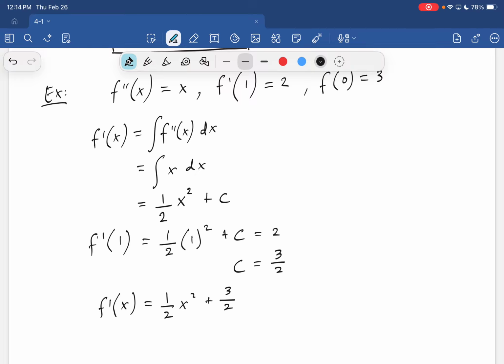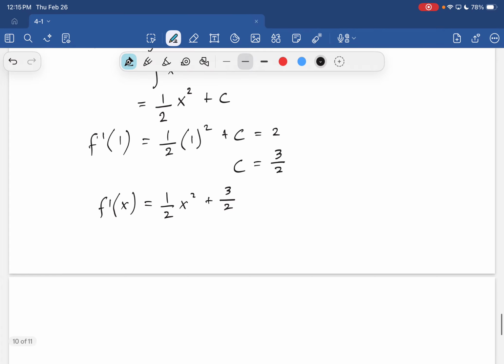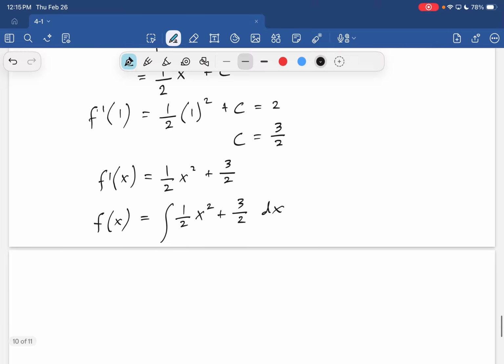Okay? And then I'm going to do this whole process again to find the original function. Make sense? So with the second derivative, you have to do the process twice. All right? And so I'm going to integrate the first derivative to find the original function. And so f of x equals the integral of 1/2 x squared plus 3/2 dx. Make sense? To go to the original function, I have to do the reverse of a derivative, which is an integral. You can just take the derivative of those to check. It's going to be 1/6 x cubed plus 3/2 x, and then I have another plus c, right?